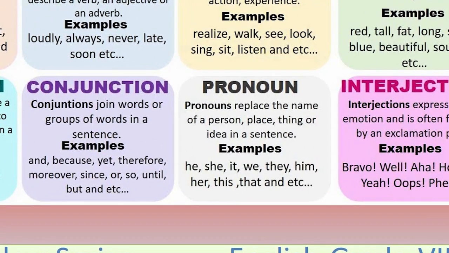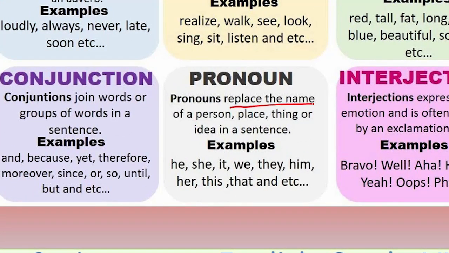Now look at the pronouns. Pronouns replace the name of a person, place, thing or idea in a sentence. For example, he, she, it, we, they, him, her, this, that, etc. We also use pronouns to avoid repetition.